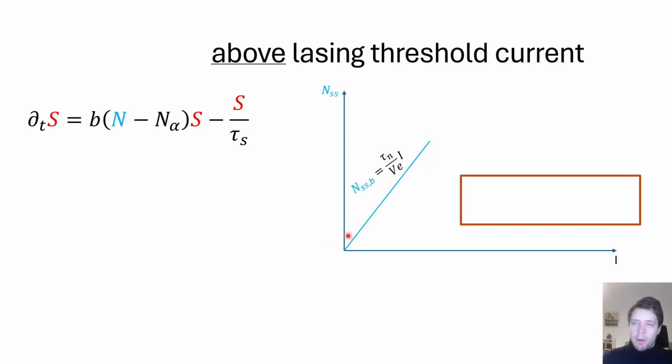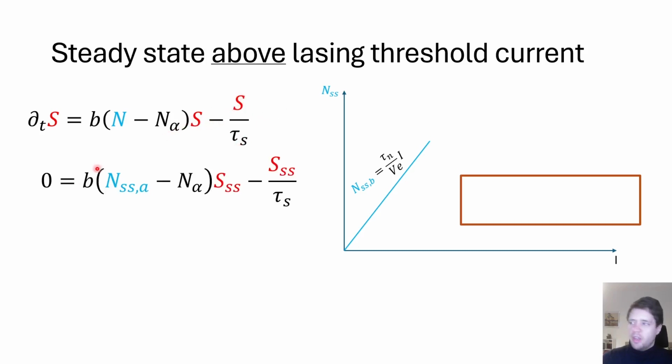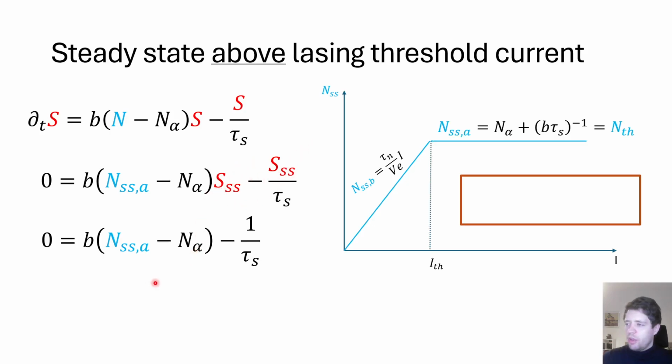But now we have to analyze what happens above the lasing threshold. If we're above the lasing threshold, we can no longer assume that the number of photons is equal to 0. But if we're in a steady state, we can still assume that these derivatives are equal to 0, giving us some steady state number of charges here and some steady state number of photons inside the cavity. Cancelling out the steady state number of photons, it's very easy to solve for the steady state number of charges above the lasing threshold. And interestingly, this is equal to a constant, which we'll just label as n threshold, like so.